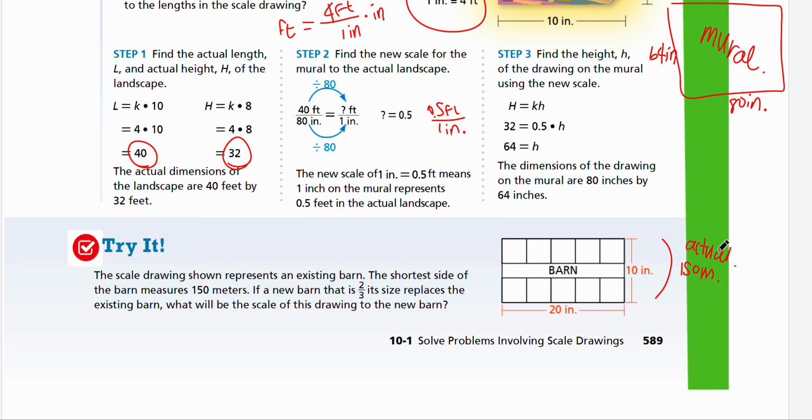So we're not using the actual numbers. We're going to compare the scale of the drawing to the new barn. So remember, we're going to go through the same steps so that we can find the new scale for the new barn from the model barn. So pause the video, come back when you're ready for answers.